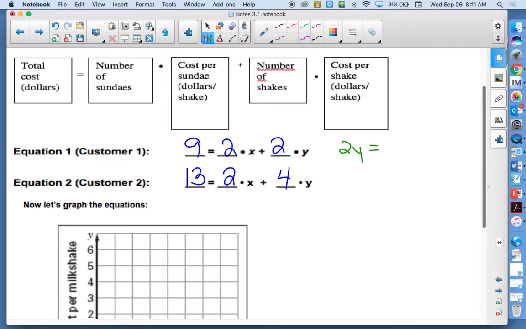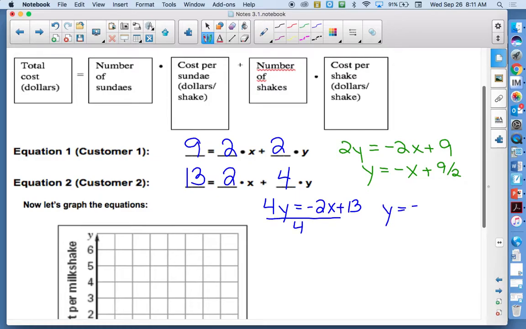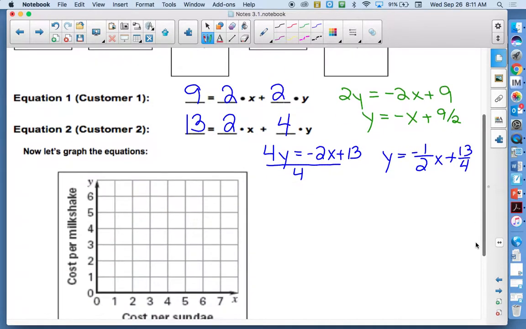And if you like having your y on the left side, you can flip that. So I have 2y is equal to negative 2x plus 9. And when we divide by 2, we end up with y equals negative x plus 9/2 or 4.5. The second one, 4y equals negative 2x plus 13, and then dividing this by 4 gives us y equals negative 1/2 x plus 13/4, which is a little more than 3.25.